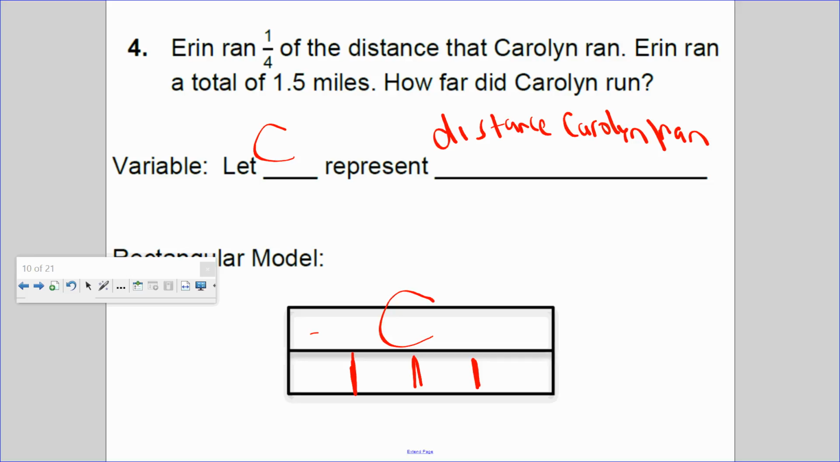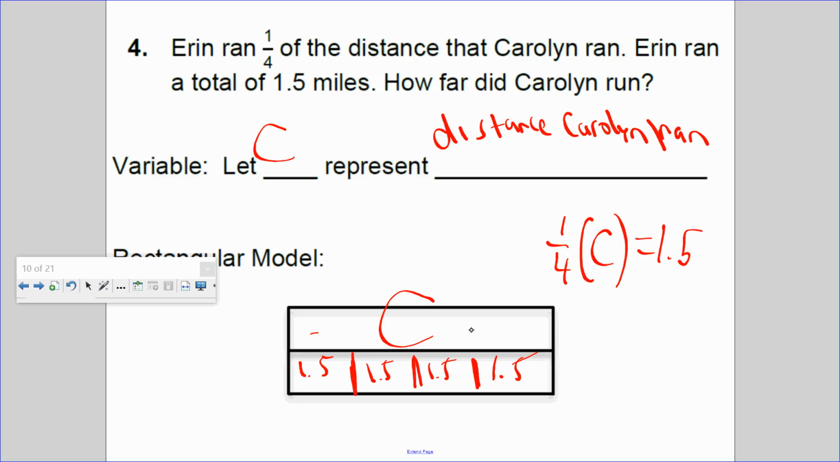So Aaron ran 1/4 of the distance that Carolyn ran. Aaron ran a total of 1.5. So let's take the equation: 1/4 of the distance that Carolyn ran is equal to 1 5/10.